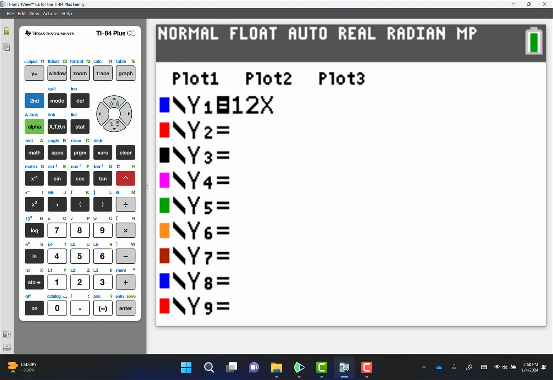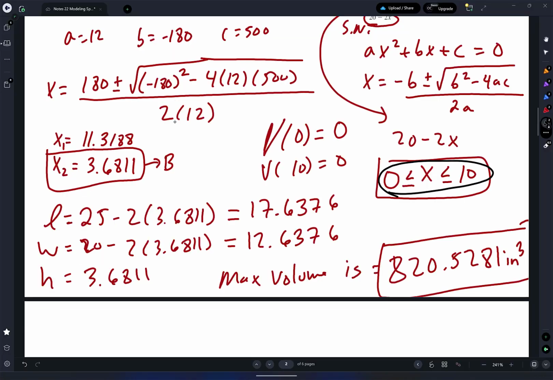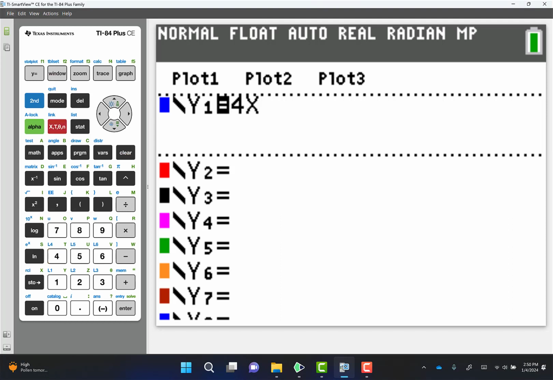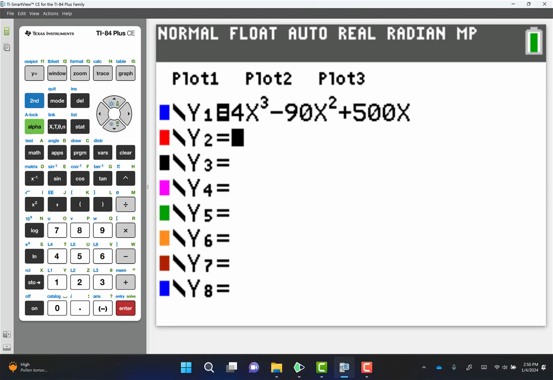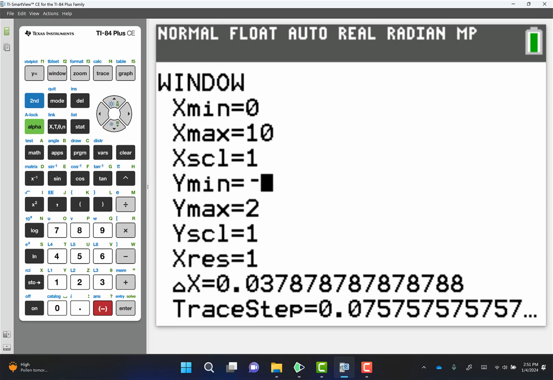12x what? Squared or cubed? Oh, I thought it was cubed. No, it has to be 4x cubed. Minus 50 or 90? 90x squared plus 500x. Yeah, guys, relax. 0 to 10. And let's go from negative 10 to 1,000.